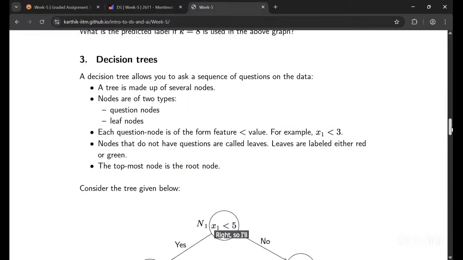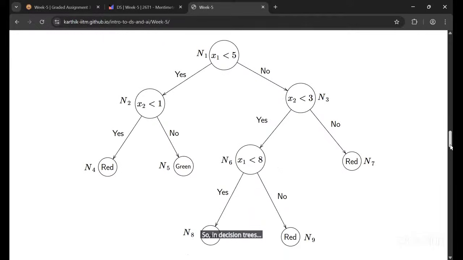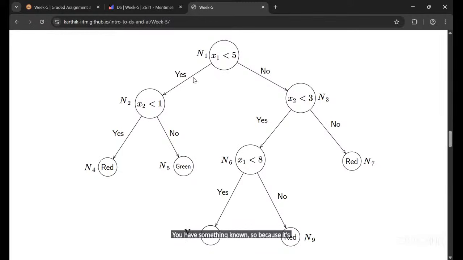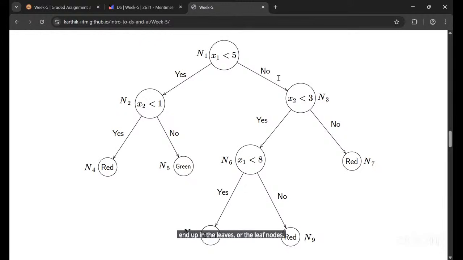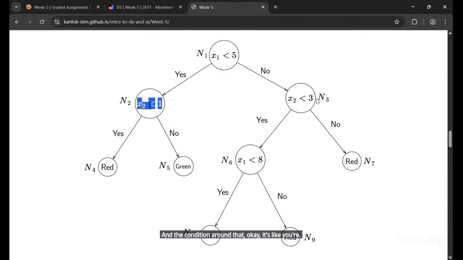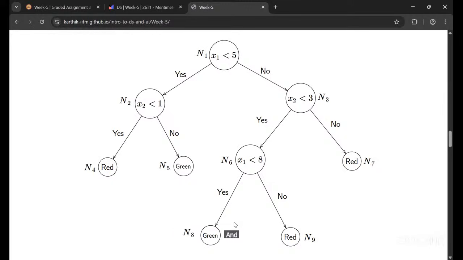Right, so I'll quickly discuss the decision trees and then maybe I'll close the session. In decision trees, this is how your architecture looks for the classifier. Because it's a tree, it's in a tree-like structure. You begin at the root node, then you have some intermediate nodes as the question nodes, and finally you end up in the leaf nodes. At each node, you're asking a question dependent on your feature or parameter values and a condition around that. It's like your conditional if-else statement in Python or any language. On the basis of that, you have either a yes or a no, and you keep traversing the tree until you end up in one of the leaf nodes, and that becomes your answer.